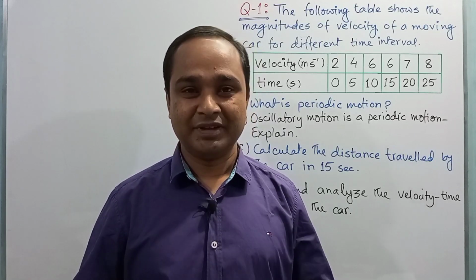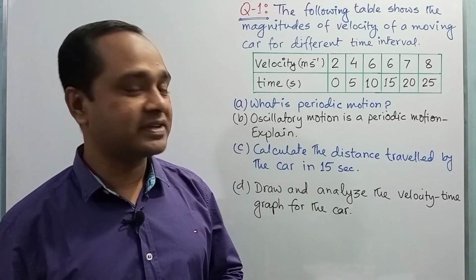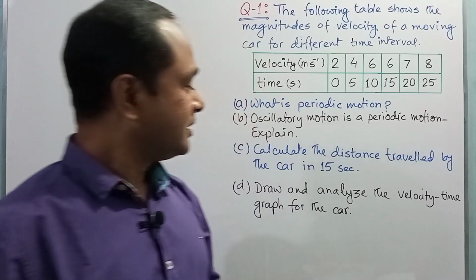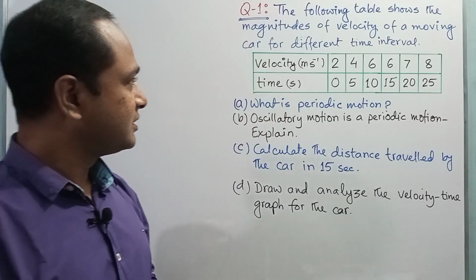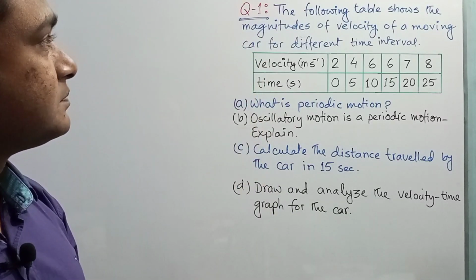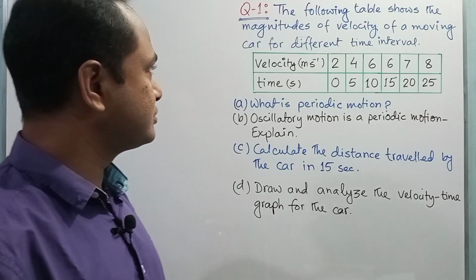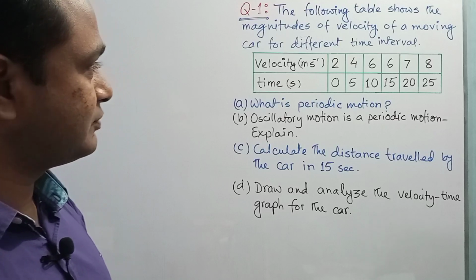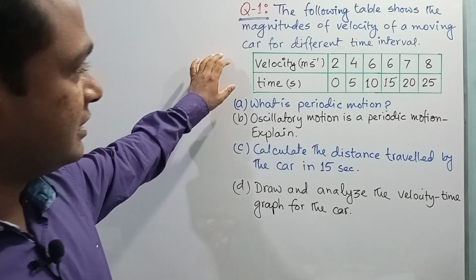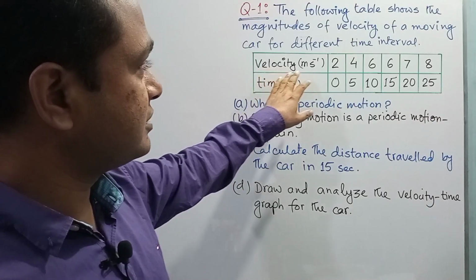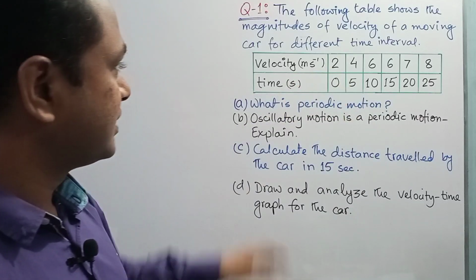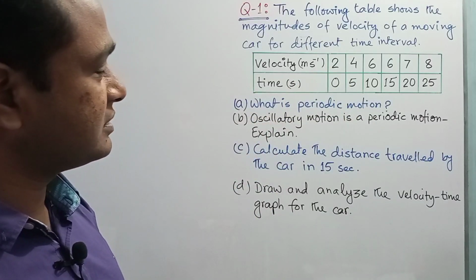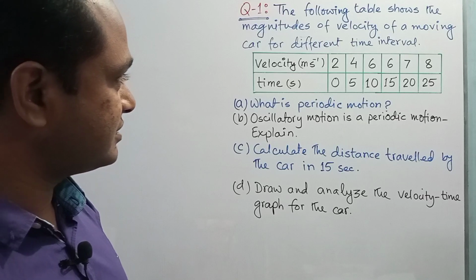Right, dear student, here is our first creative question. In the question, they said that the following table shows the magnitude of velocity of a moving car for different intervals of time. Here is the table. In the first row of the table, they show the different velocities, and in the second row, they show the time interval. Right?